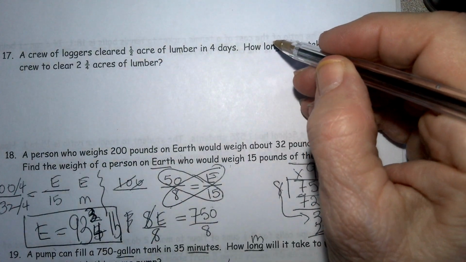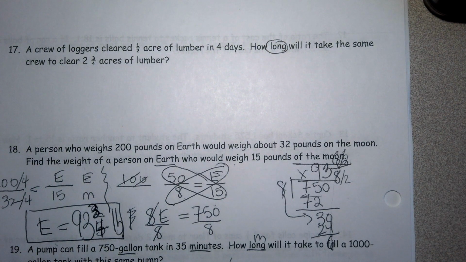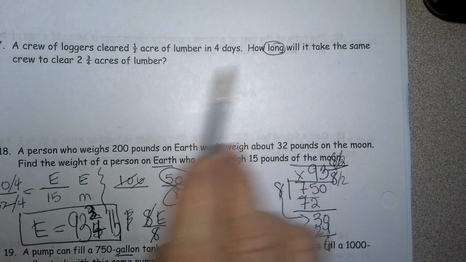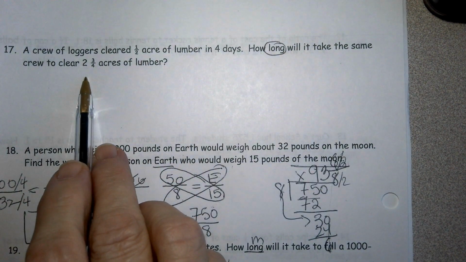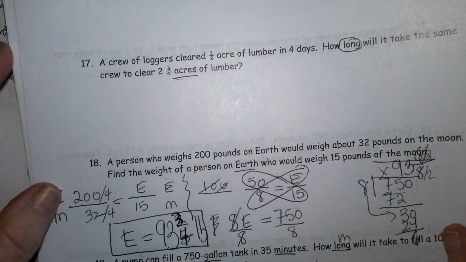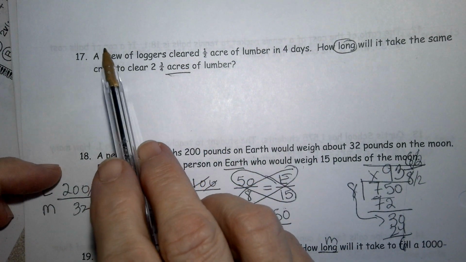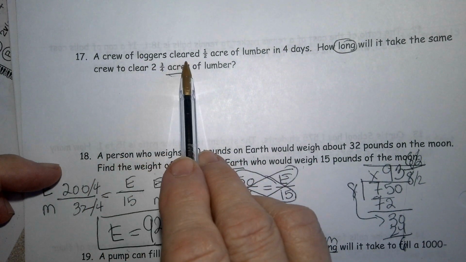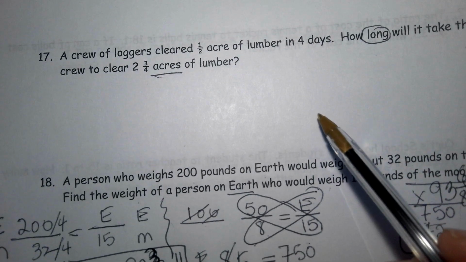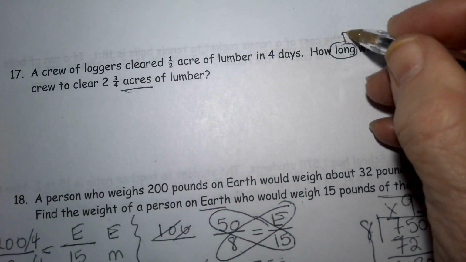So how long? Again, I know that I need time, and I just have to read back to see what kind of time they're talking about. How long will it take the crew to clear 2 3/4 acres of lumber? So it's time and acres, 2 3/4. All right. So it says a crew of loggers cleared a half of an acre in 4 days. So this time must be in days.